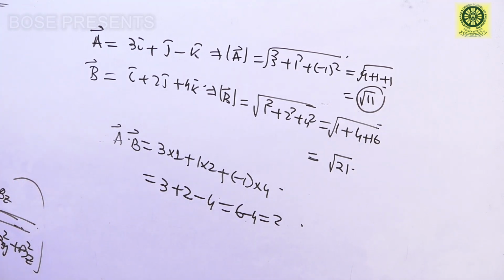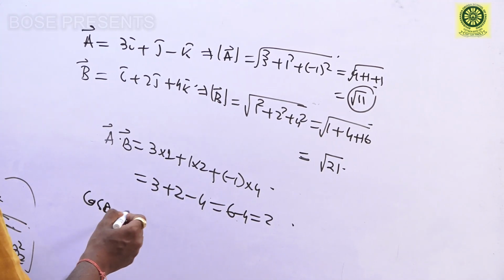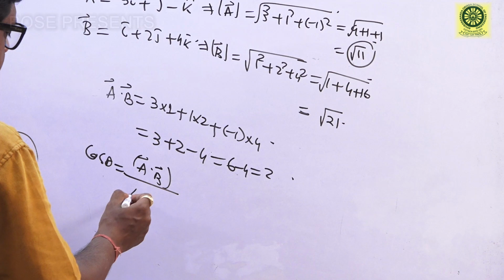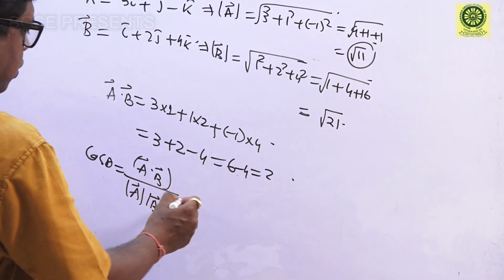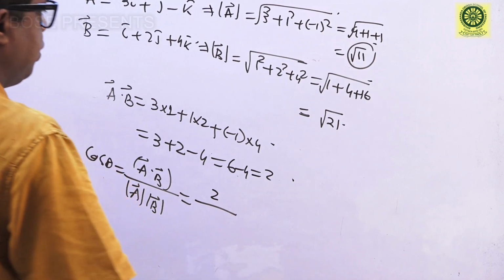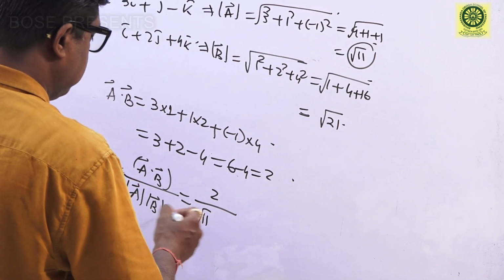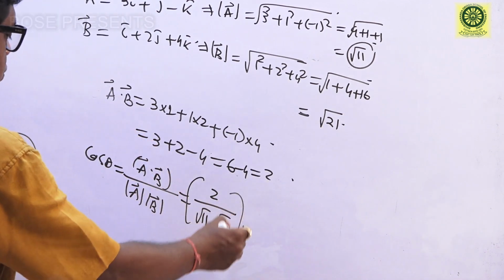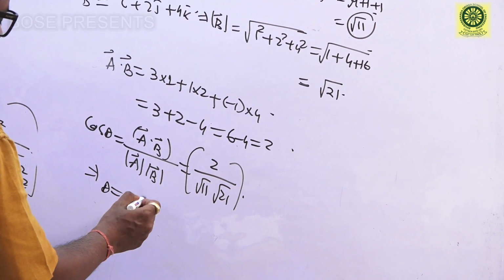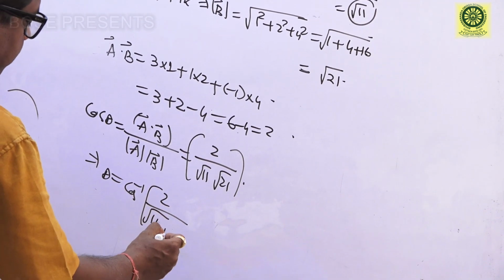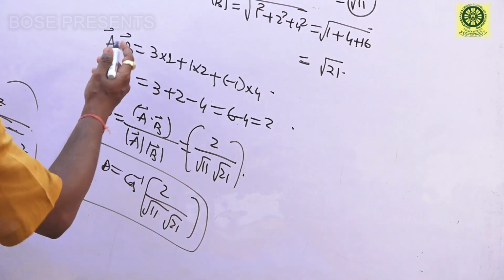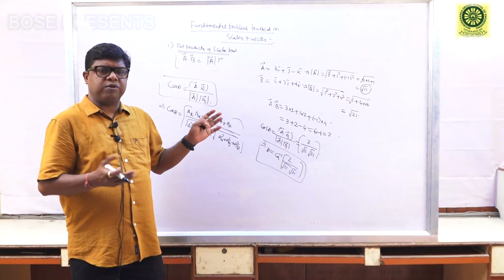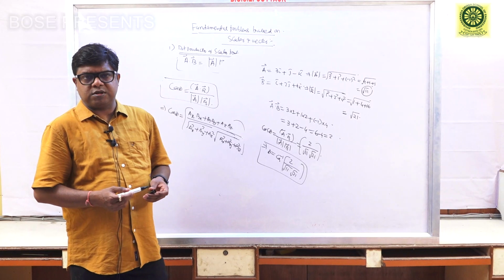Then apply this formula. So cos theta is equal to a dot b divided by a magnitude into b magnitude. The value of a dot b is 2, divided by a magnitude, which is root 11, and magnitude of b is equal to root 21. So in this way theta is equal to cos inverse of 2 divided by root 11 into root 21. So in this way we can calculate the value of the angle theta between two vectors. This is a very fundamental question.